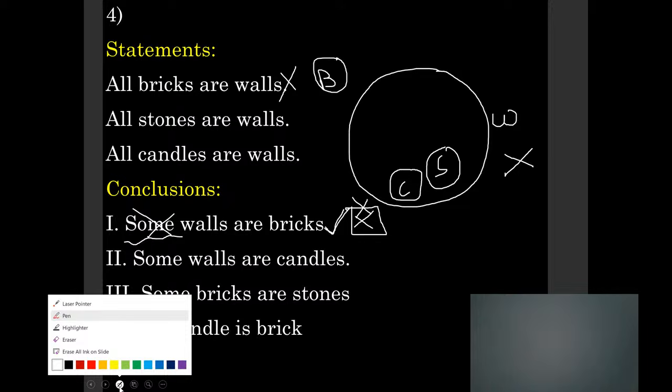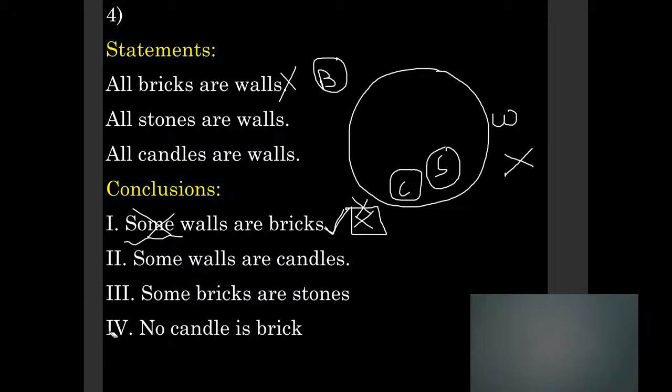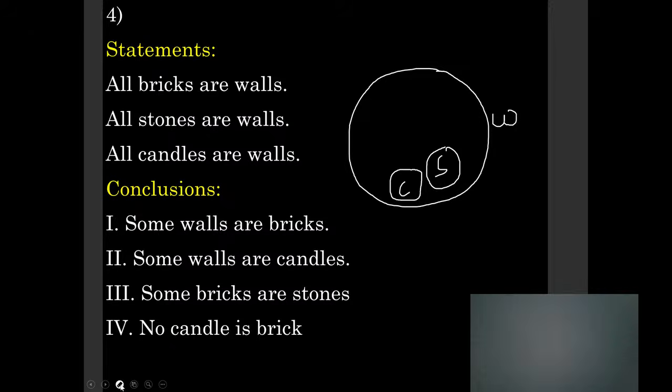Next, coming to the second one, some walls are candles. This is definitely 100% true. No one can prove that false, so the final answer for that one is that it is always true. Again, coming to our previous diagram, the first one is true. Next, some walls are candles means walls and candles should intersect. Here both are intersecting, so this is also correct. Again, we cannot prove this false. We cannot separate walls and candles because it is clearly given that all candles are walls.